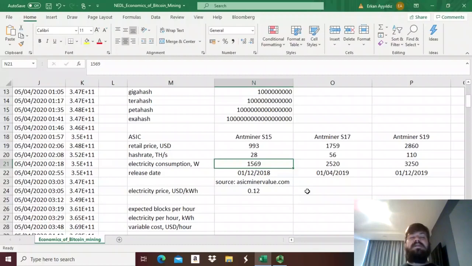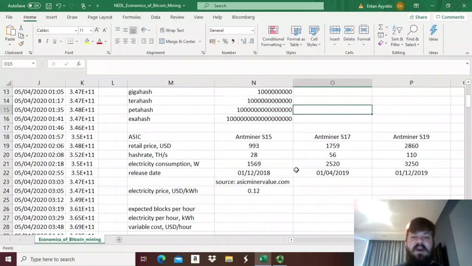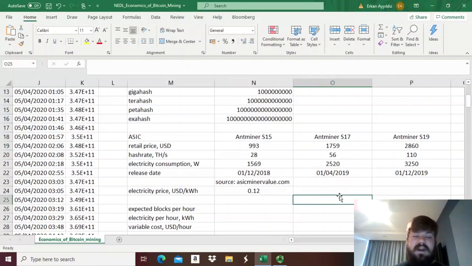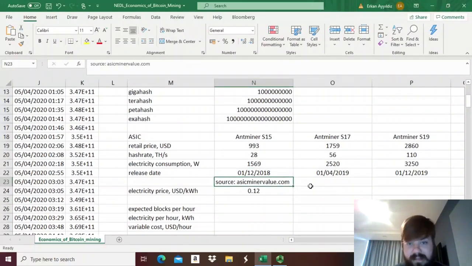And the hash rate of those ASICs are usually reported in terahash per second. So again, that's 1,000th of a petahash. So the technical characteristics, as well as the current retail prices of those ASICs, can be found at various aggregators. For example, you can find it at asicminervalue.com. You could just find them at platforms like eBay or Amazon. Regardless, the data on those characteristics are readily available.